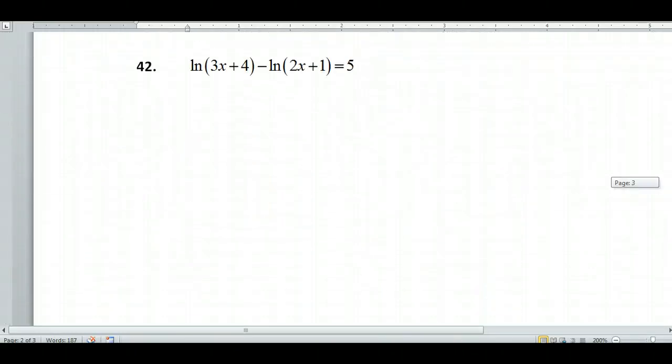This equation, on the other hand, we're going to have to be careful. I'm taking the log of something, so at the end I've got to make sure that whatever I found for x doesn't turn 2x plus 1 or 3x plus 4 into a negative quantity, or my log won't be defined. Okay, let's go.